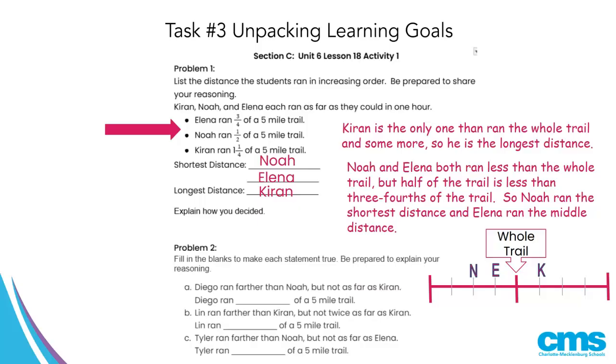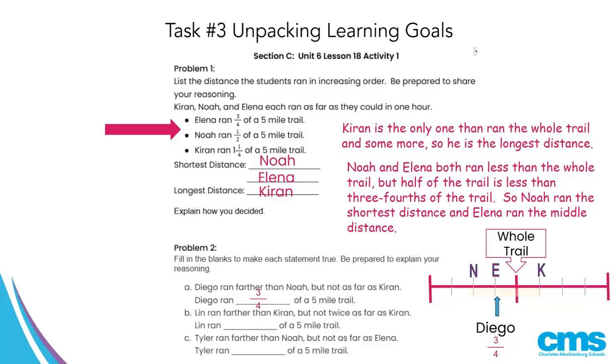Diego ran further than Noah, but not as far as Kieran. So he would be in this section that's highlighted yellow. We could place Diego here, for example. And if Diego was here, we would say that he ran 3/4 of the trail.